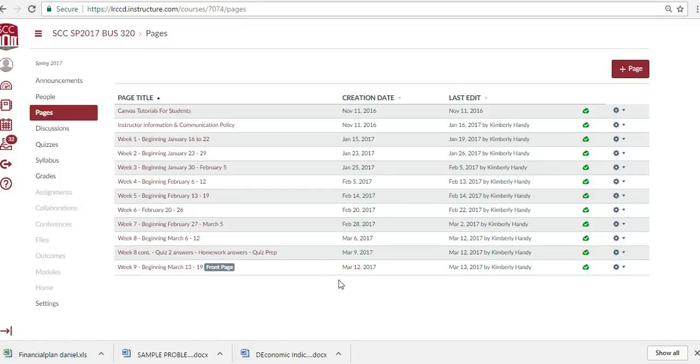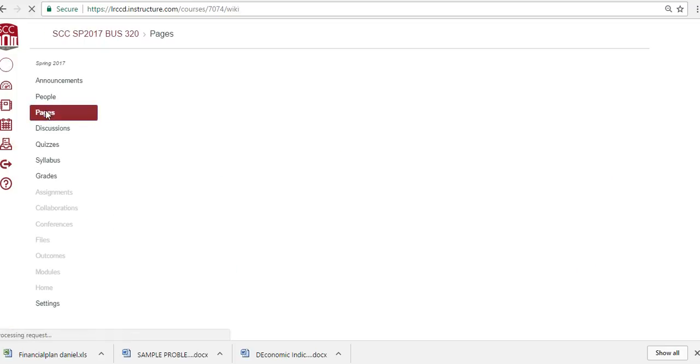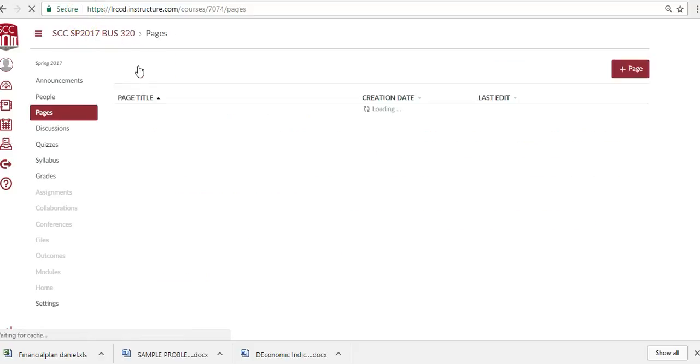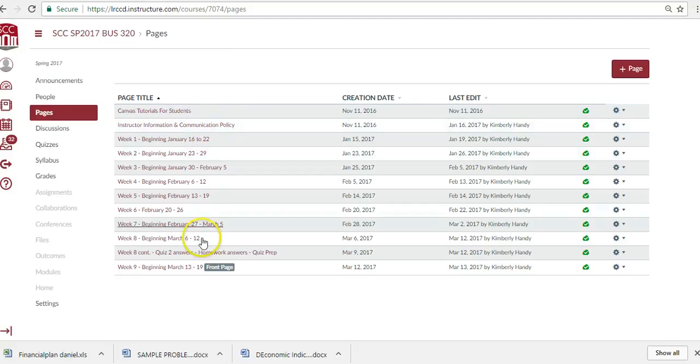I want to go over the practice quizzes that we had in your homework folder in week 8. And before I do that, I want to make sure that you looked in your pages. I'm going to go here to pages and just remind you that if you go to pages and then click view all pages, you're able to see all of the weeks, so all of the weeks that we've done previously.